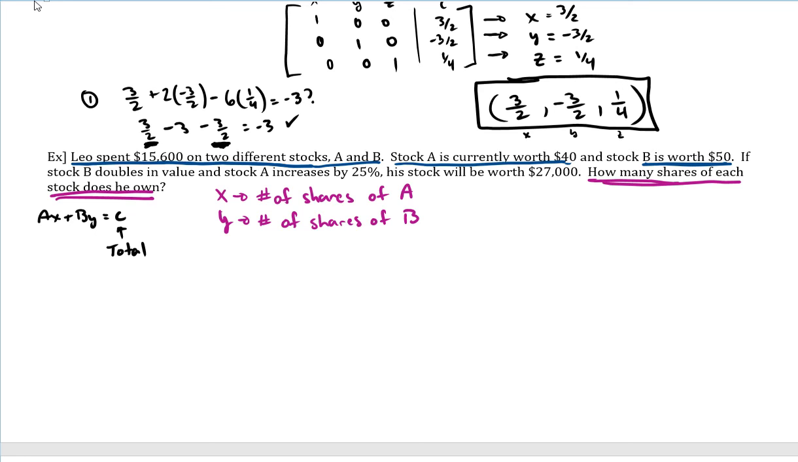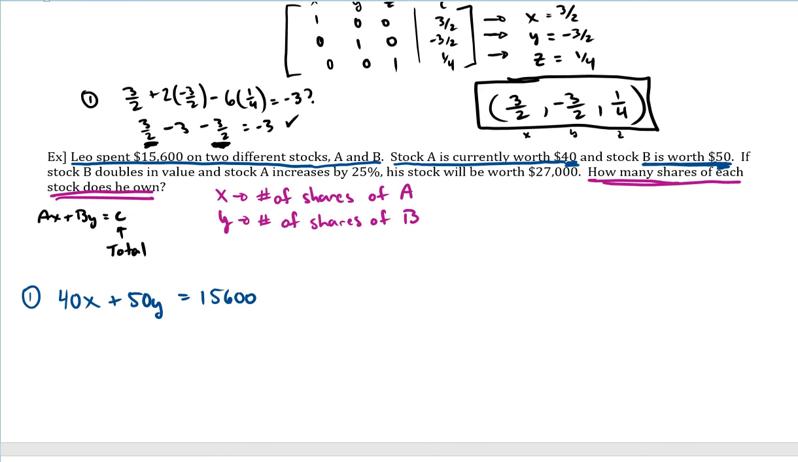So these values here are just going to be attached to the respective stock. So this, all in the blue, we're going to say, well, 40 times the number of shares, so 40 times x plus 50 times y equals the total value, 15,600. So that's usually all it takes: once we figure out what the variables represent, these numerical values are often just coefficients attached to the respective variable.